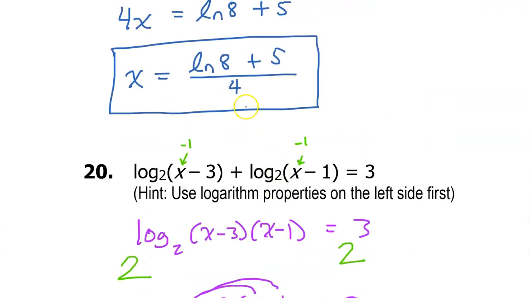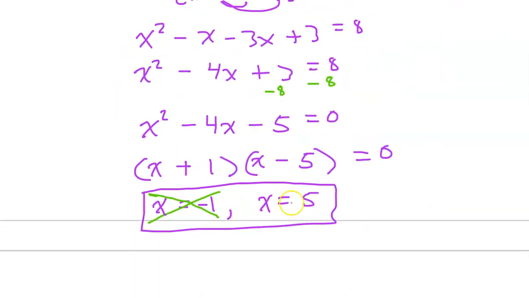If we take the number 5 and plug that in instead, you'll see that the number 5 works out okay. Because we have 5 minus 3, that's 2, 5 minus 1, that's 4. We do not get a negative number inside the log. So we actually only have one solution, and that's x equals 5.